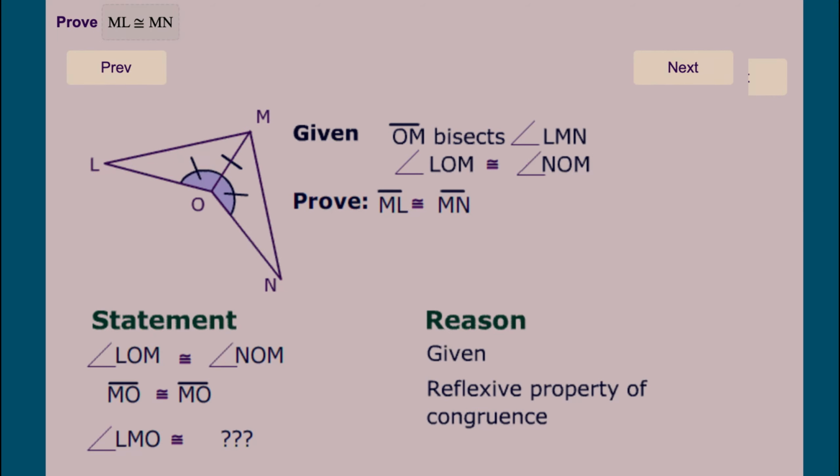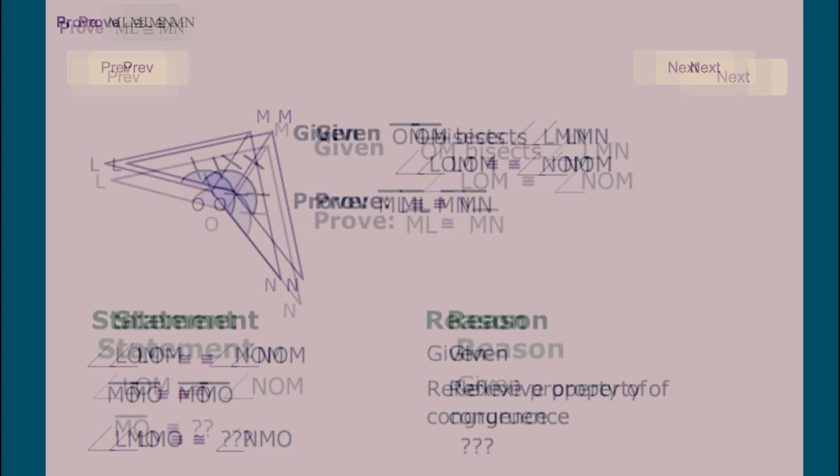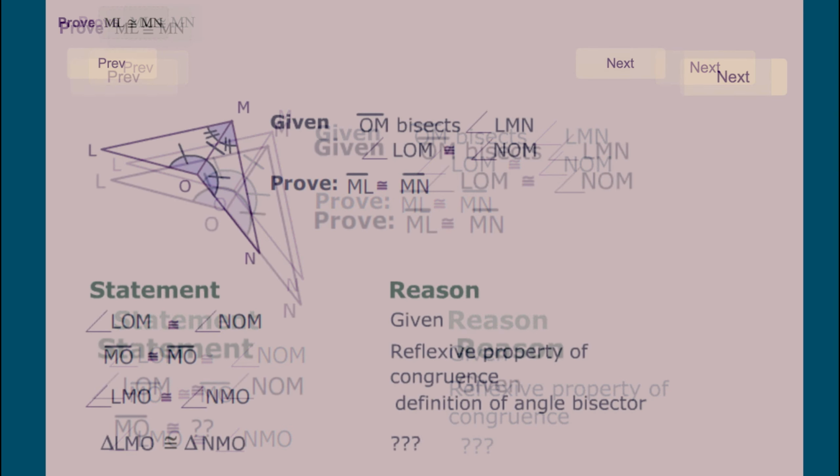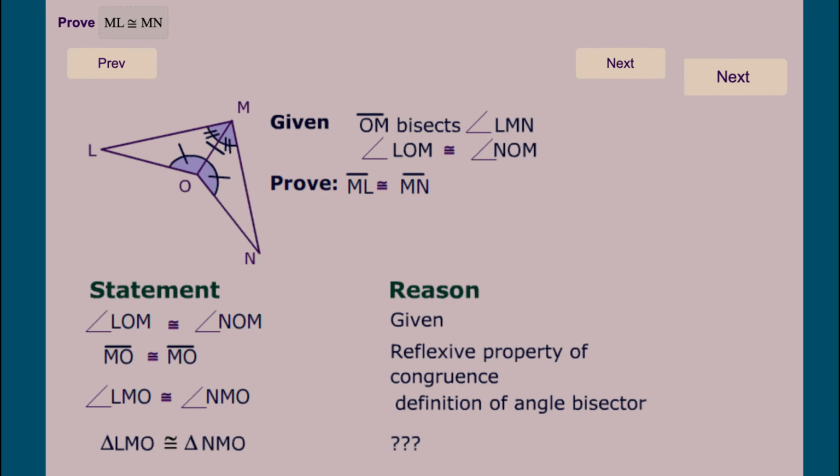So we've already used the reflexive property. Now, what can we say about angle LMO? Well, we can actually say that angle LMO is going to be congruent to angle NMO. Why is that? Well, if we go back to the information at the top, we notice that it said that OM bisects angle LMN. So what does that mean? Do you remember what it means to bisect? It meant to cut something into two equal parts. So in this case, we're going to have two angles that are congruent. So it's the definition of an angle bisector. And that's part of the notes you should have already taken.